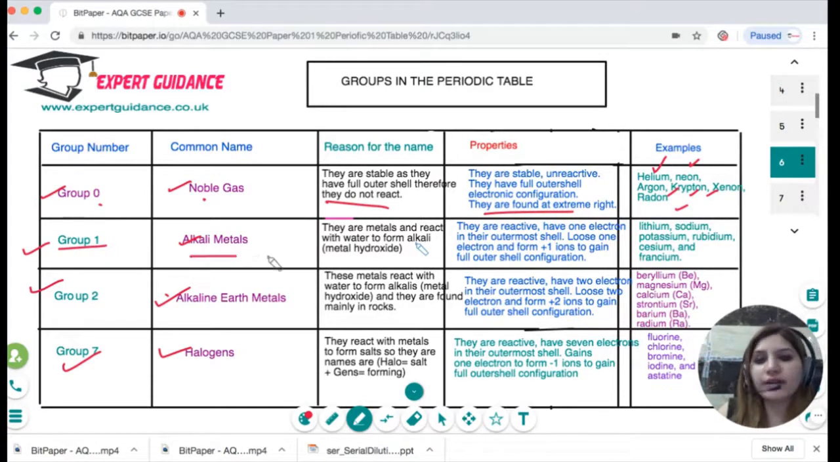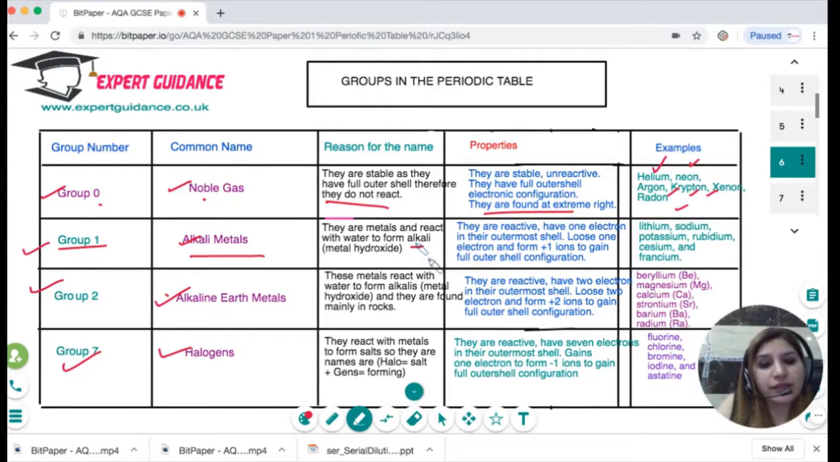Group 1 are alkali metals. We call them metals because they show all the metallic properties, and we call them alkali because they all react with water to form metal hydroxide, which is an alkali. Now, what are alkalis? Alkalis are bases which can dissolve in water. So soluble bases are alkalis.